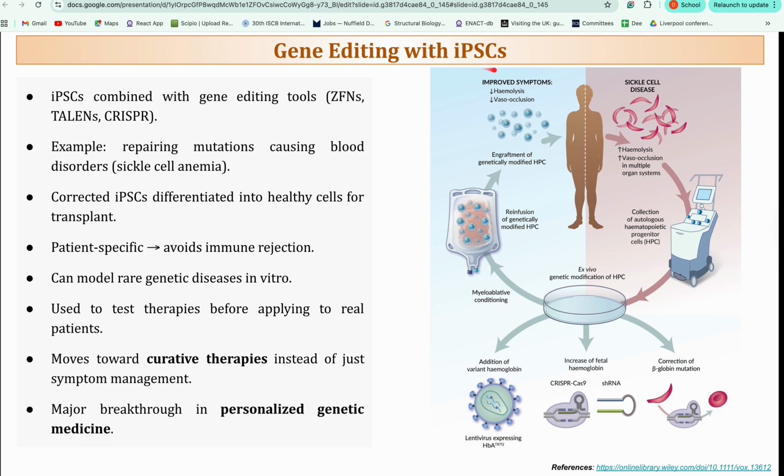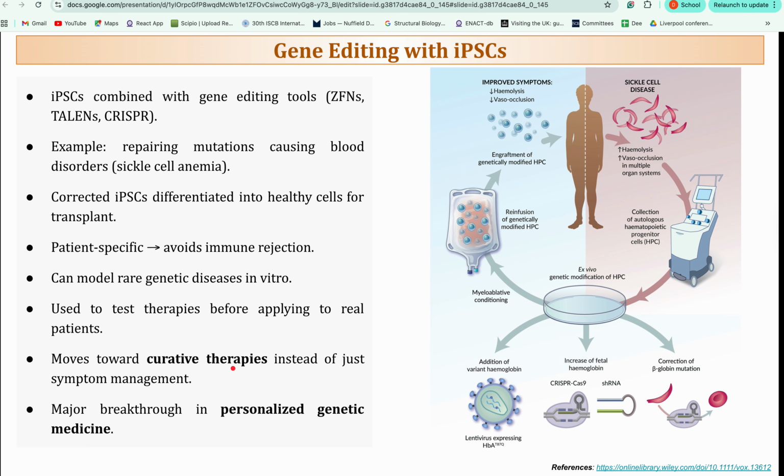Okay, so gene editing with the iPSCs. Induced pluripotent stem cells combined with gene editing tools such as zinc finger nucleases, TALENs, and CRISPR help in genome editing. So how can we do this? Examples are repairing the mutations which are causing blood disorders such as sickle cell anemia, with corrected iPSCs differentiated into healthy cells for transplant. Being patient specific, it avoids immune rejection, it can model rare genetic diseases in vitro, and it is used to test the therapies before applying them to real patients.